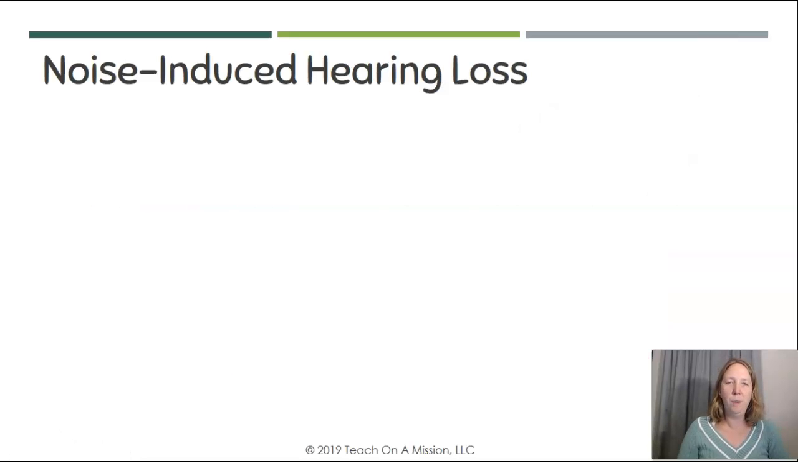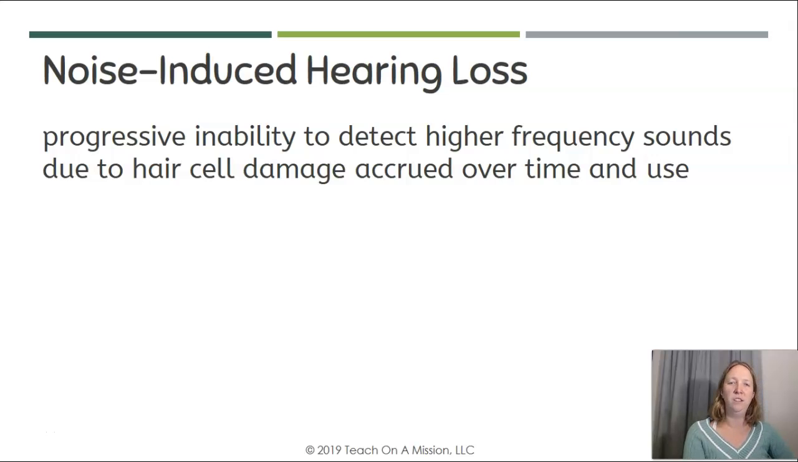We are cruising right along. So we have to learn about three different types of hearing loss. The first one is noise-induced hearing loss. This is the progressive inability to detect higher frequency sounds due to hair cell damage accrued over time and use. This affects all of us. In regular people talk, over time, as we listen to loud sounds, our hearing will become damaged. Like it or not, it's going to happen to all of us, which is why older people have trouble hearing. Some need a hearing aid, and some it's not necessarily that bad, but all of us will experience this type of hearing loss.